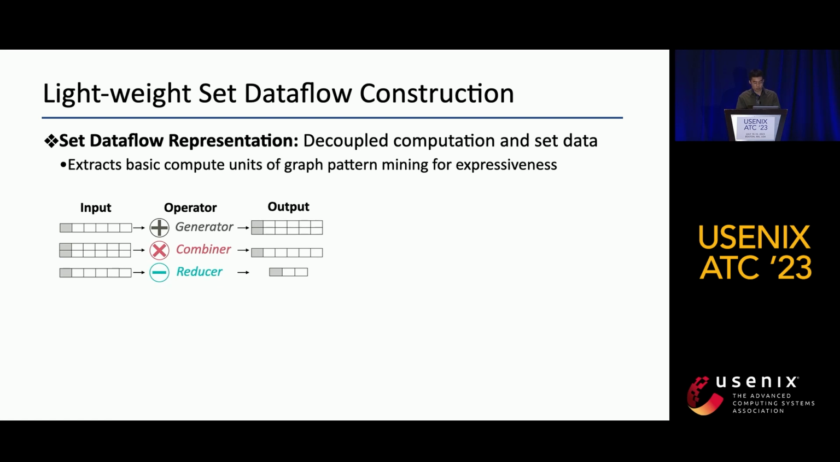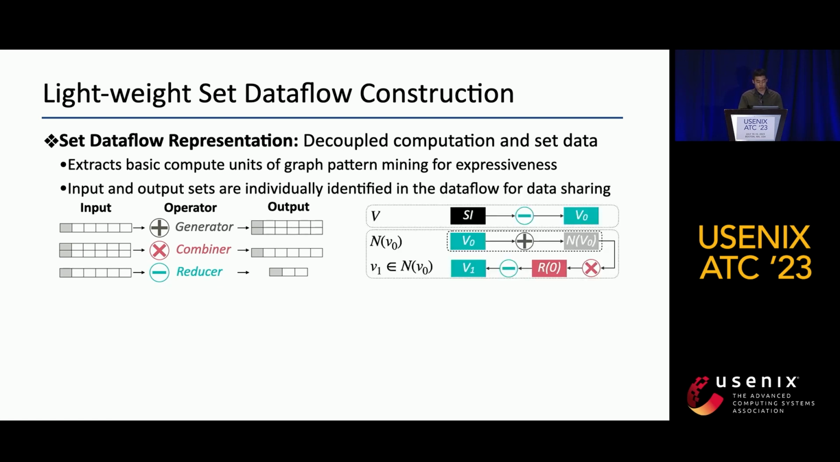To cover all functions, we extract 3 basic set operators. The generator has the ability to split a single set into multiple sets. The combiner combines several sets into a single one. A long set is reduced to a shorter one via the reducer. Each input and output set data is assigned a unique ID.